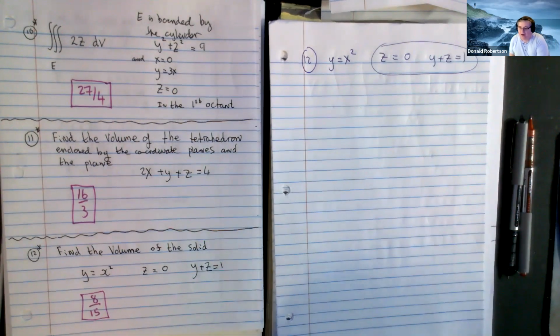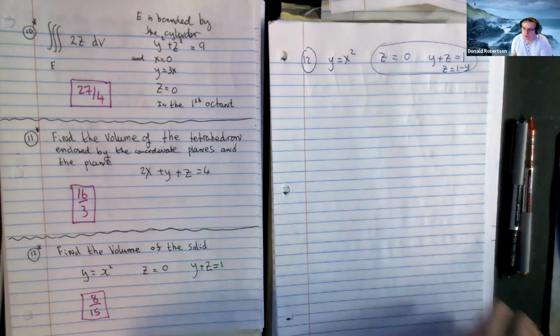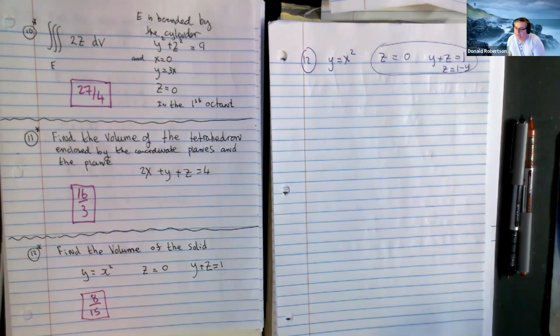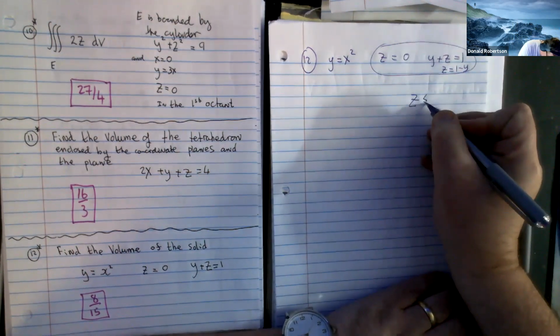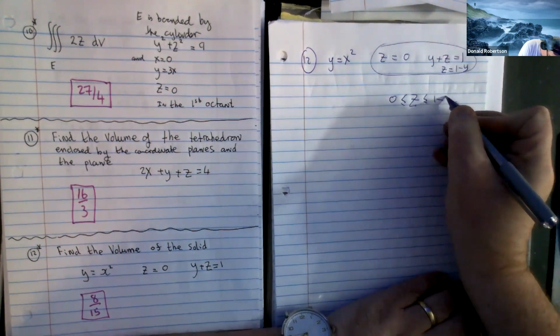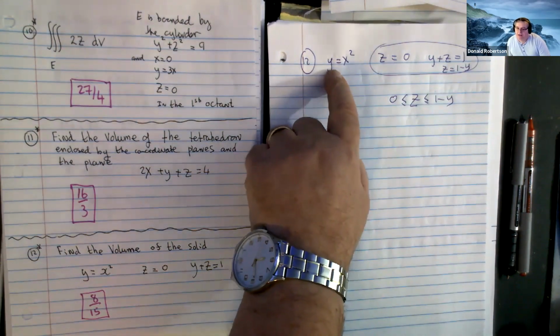What my brain is saying is two things that have Z's in them, which is almost always the direction I try and go. I try and find out what the Z's are doing. Now, if you rearrange this, isn't that the same as z is 1 minus y? So far, so good, right? So my limit of integration for the Z's is going to be from 0 to 1 minus y. Are we good?